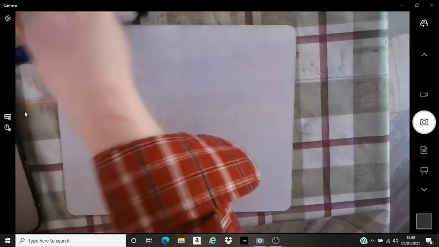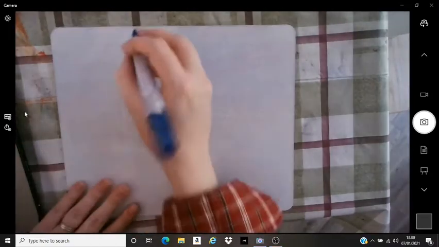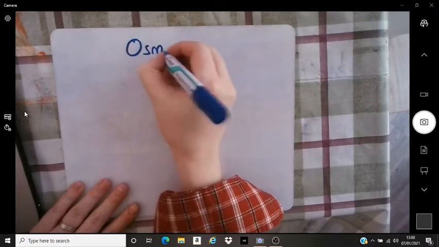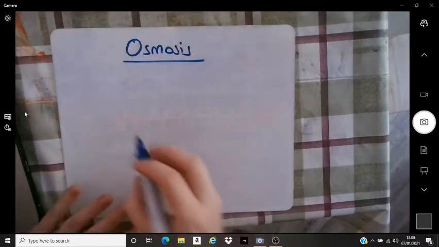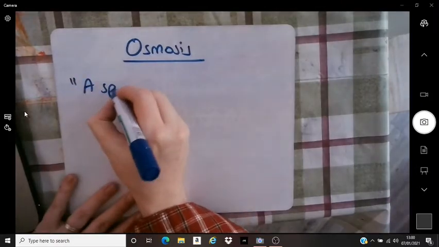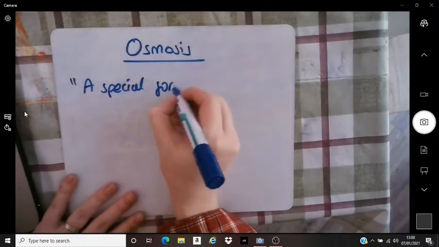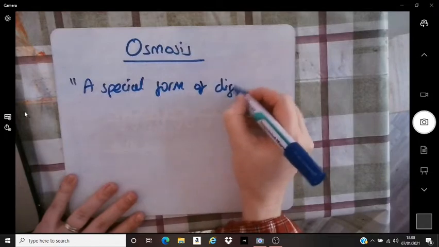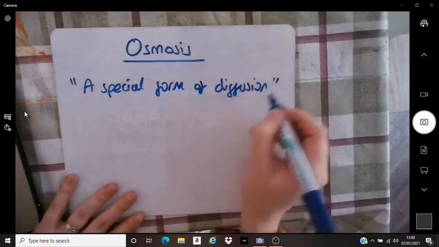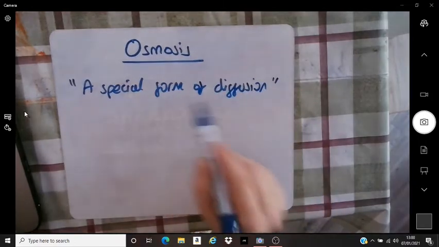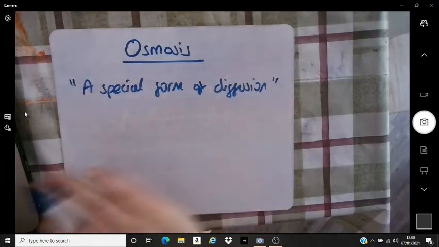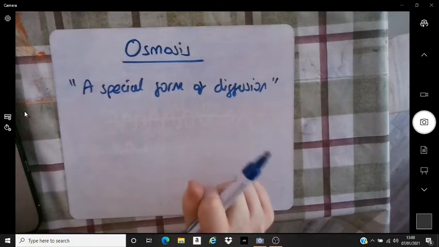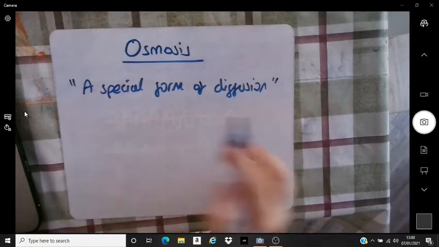Right, let's focus now on osmosis. I'm going to have to get the blue pen out. This is water, of course. So a definition. Osmosis is simply a special form of diffusion. So molecules are going to move down a concentration gradient. There's going to be no extra energy from respiration involved. This is a passive process.